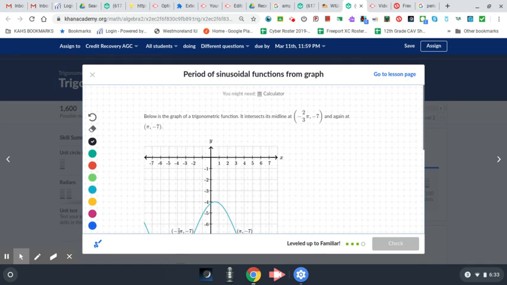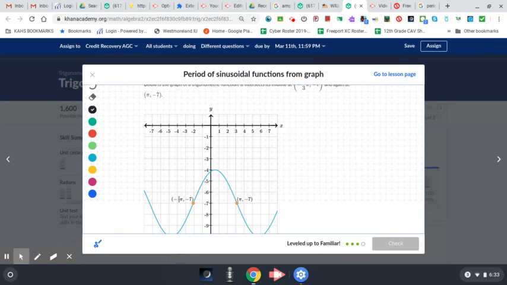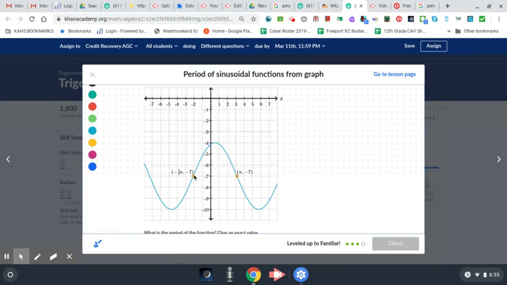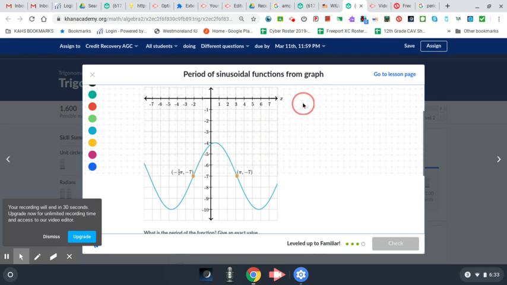Okay, so here it says below is the graph of a trig function. It intersects at negative 2 pi over 3 or negative 2/3 pi, and again at pi, or pi comma negative 7. So if you go up, down, back to the midline, then the whole way down and back up, that's one cycle. So the period would be from here to here. So if we can find this distance from here to here and double it, we'll be able to find the period of the function.